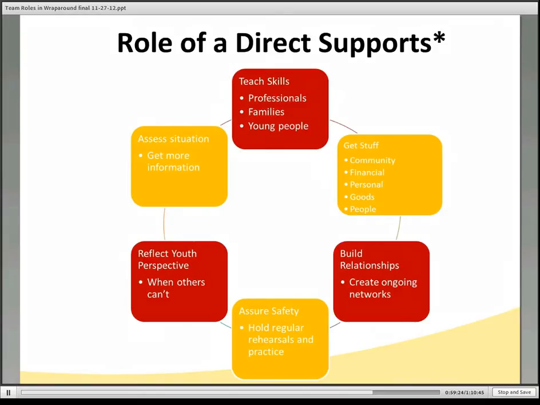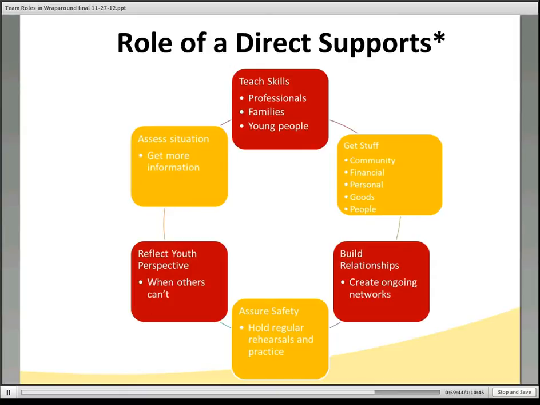And by having a behavioral support person involved, they're able to reconnect and create that social network. They're also great at getting stuff for the team. And by this, I mean linking the child and the family with resources that are out in the community.